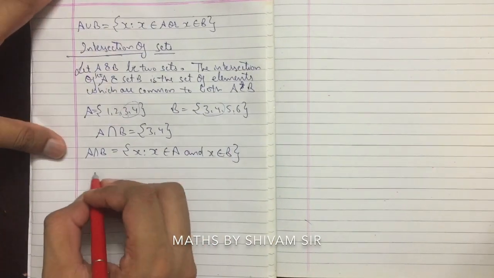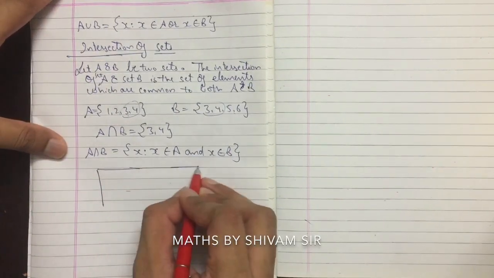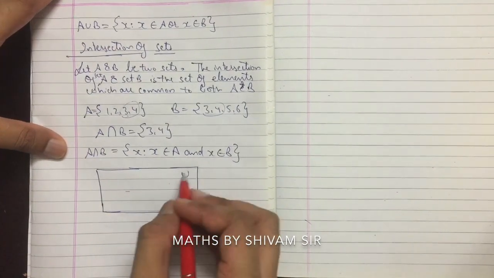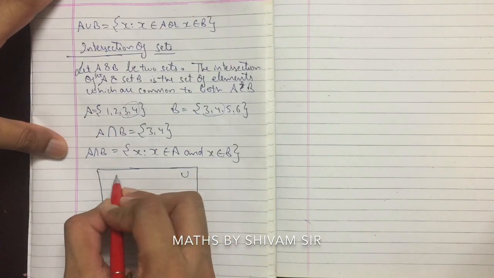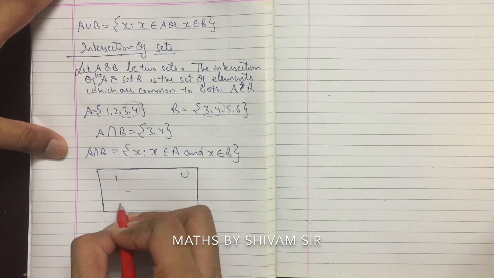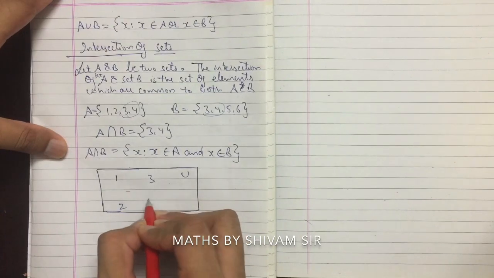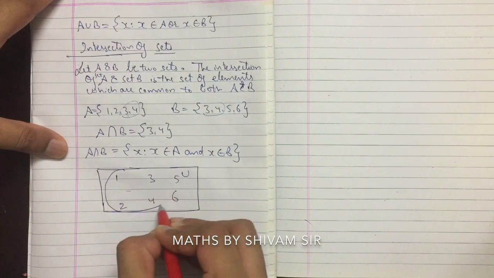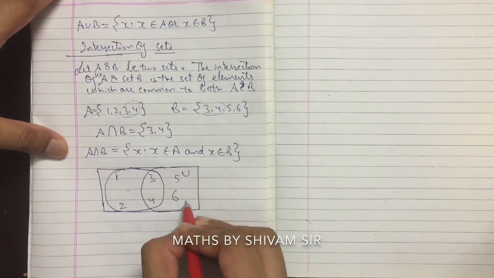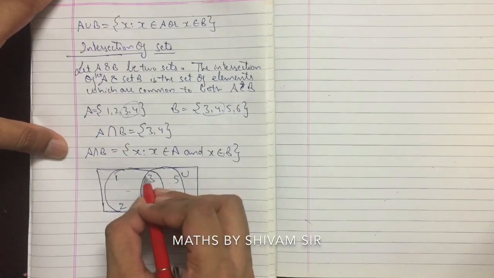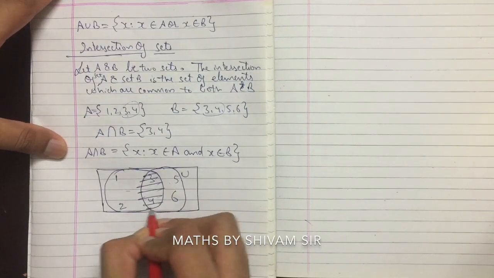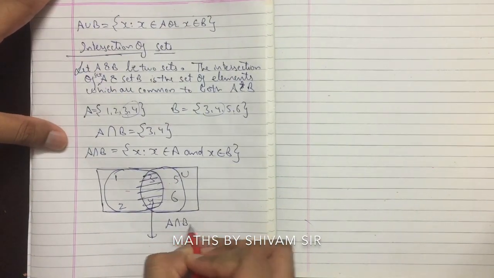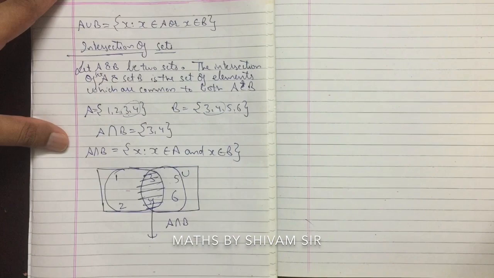If we want to represent it using a Venn diagram, it will look like this. If this is the universal set, with elements 1, 2, 3, 4, 5, 6, this is set A, this is set B. So A intersection B will be this portion, which is common to both the sets. This portion is A intersection B.